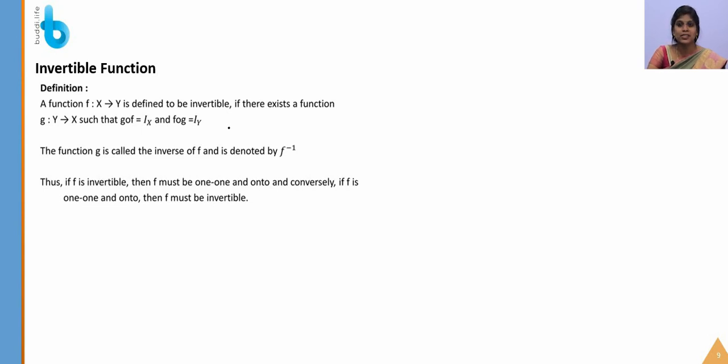So guys, next we'll see invertible function. When a function will be said as invertible function. First we'll see the definition. A function f from X to Y is defined to be invertible function if there exists a function g from Y to X such that g composite f is equal to I_X, that is the identity function, and f composite g is equal to I_Y, that is an identity function.